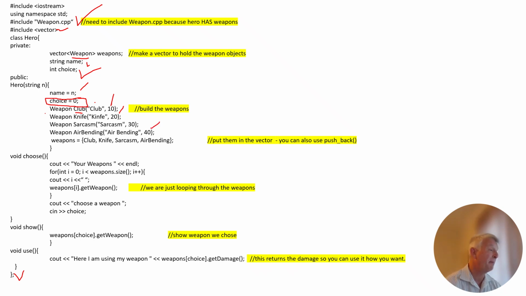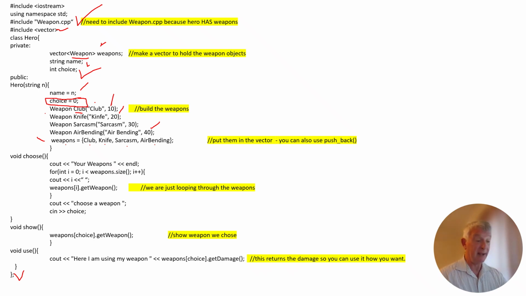Now look what I do here. I put them in my vector. You can use push_back each time, but I've already made my weapons vector called weapons, see right here. And then I just push back, or I make club, knife, sarcasm, and airbending. Okay, so now I've populated my weapons.